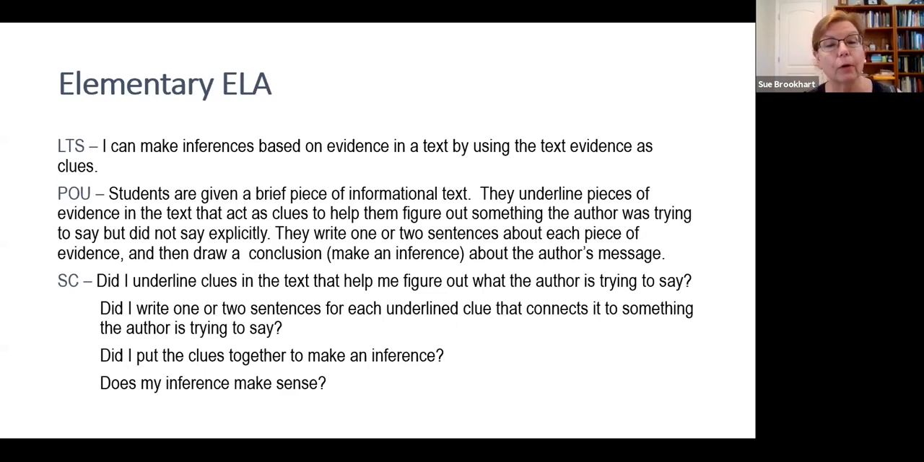And the success criteria for today's performance is, did I underline clues that actually are clues that help me figure out what the author's trying to say, not just random, the boy or something. Did I write the sentences, and did those sentences connect it to something the author's trying to say? Did I put the clues together? And when I did that, did it make sense?